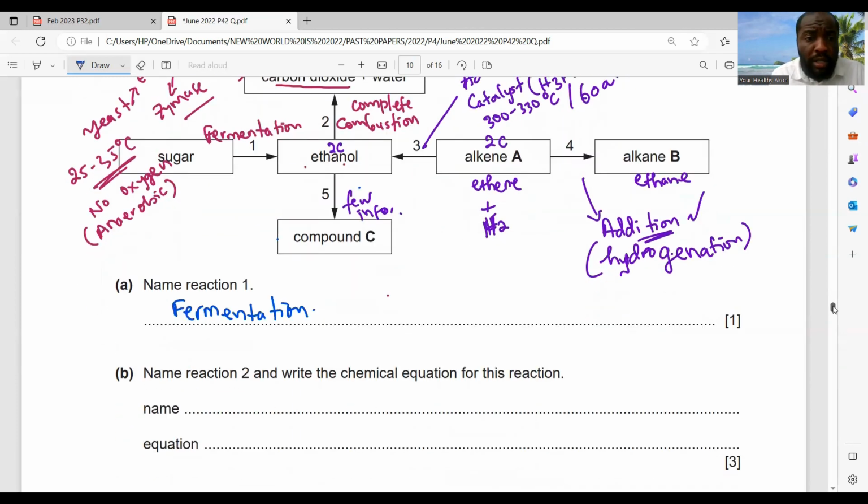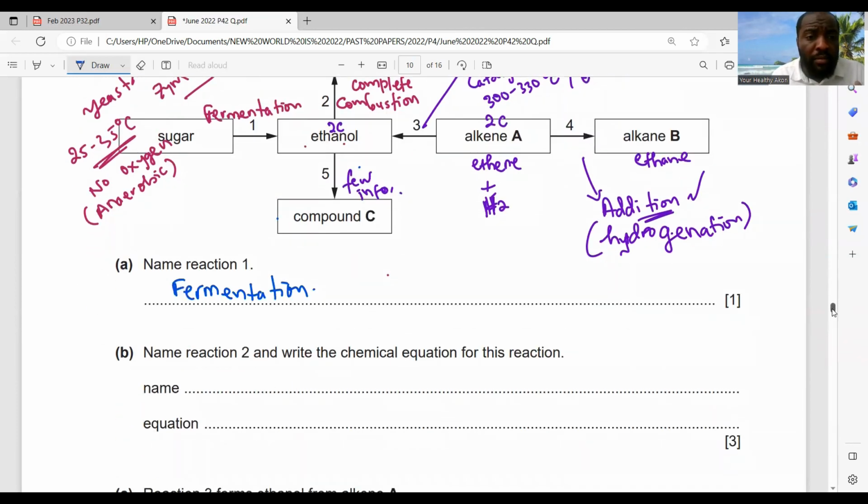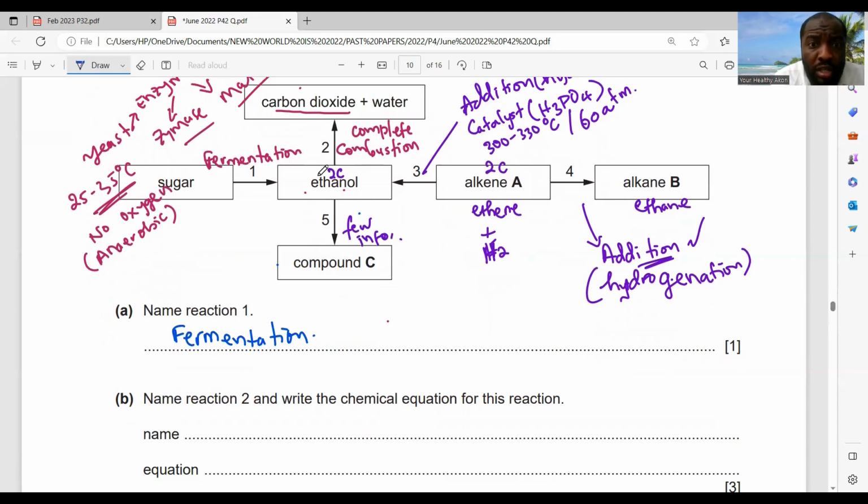Fermentation. The B part says name reaction 2 and write the chemical equation for this reaction. Where's reaction 2? This is my second step, so it's a combustion reaction. And you're asked to give the chemical equation. That is going to be your ethanol. You need to know the chemical formula of your ethanol. If you don't know, you need to know the general formula. Always try to know the general formula of your homologous series.